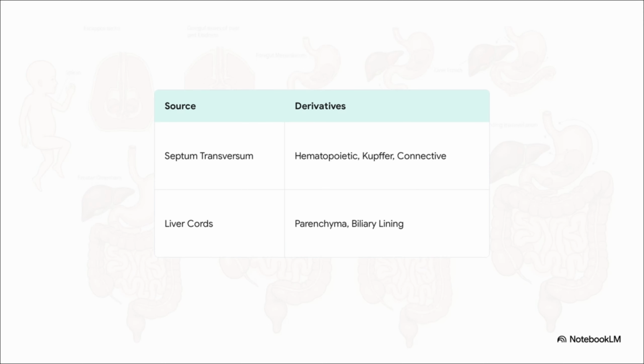The mesoderm of the septum transversum gives us the scaffolding, the hemopoietic cells, the Kupffer cells, and the connective tissue. On the flip side, the liver cords differentiate into the actual functional tissue, the parenchyma or liver cells, along with the lining of the biliary ducts and the gallbladder. Also, keep in mind that the liver's massive hemopoietic function, pumping out blood cells, gradually fades out during the last 2 months of fetal life.